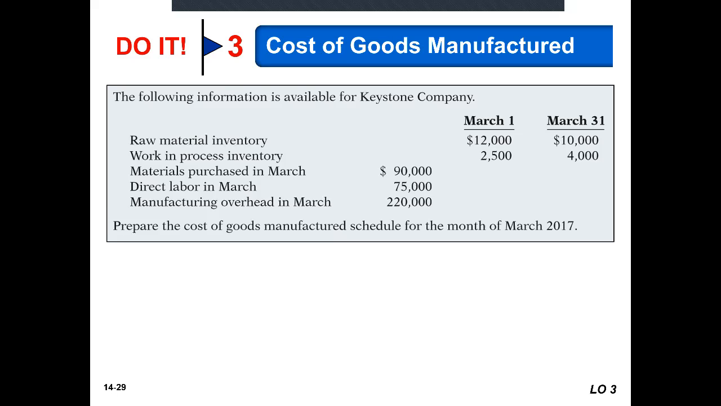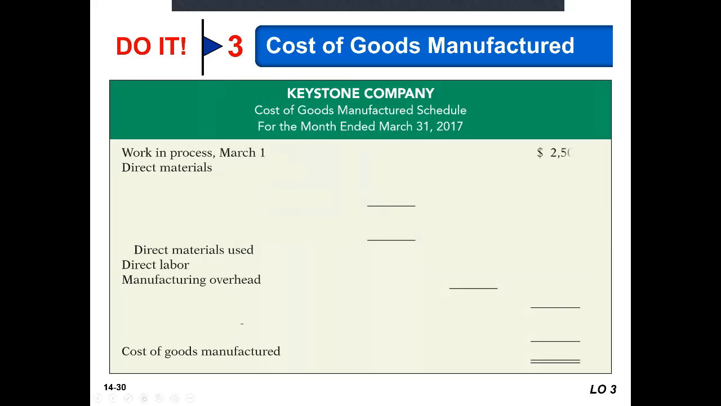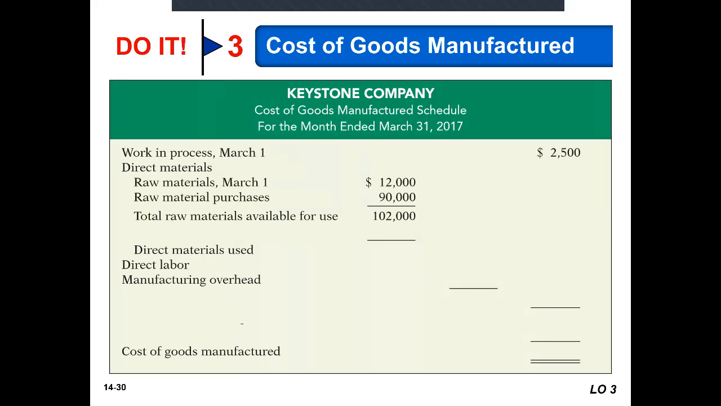Well, we can do the flow chart or we can do the formal statement. They asked us for a statement, but really the flow chart is just the raw way of presenting the cost of goods manufactured statement. So this is what it's going to look like. We're going to have the beginning balance of work in process of 2,500. We buy some new materials. We also start with the beginning balance because we had inventory there. And that means we have $102,000 worth of direct materials to use, to go into work in process.